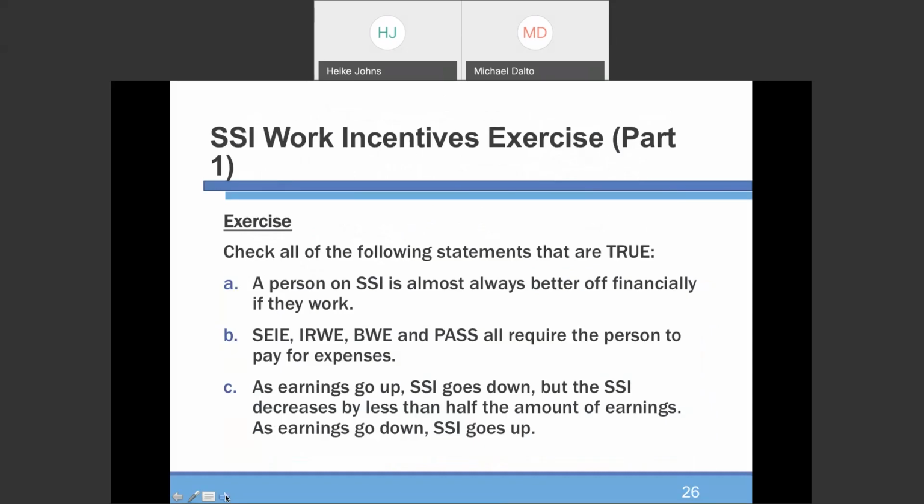So let's do a quick exercise. What you want to do now is select all of the following statements that are true. A, a person on SSI is almost always better off financially if they work. B, student earned income exclusion, impairment-related work expenses, blind work expenses, and plan to achieve self-support all require the person to pay for expenses. C, as earnings go up, SSI goes down, but the SSI decreases by less than half the amount of earnings. As earnings go down, SSI goes up.